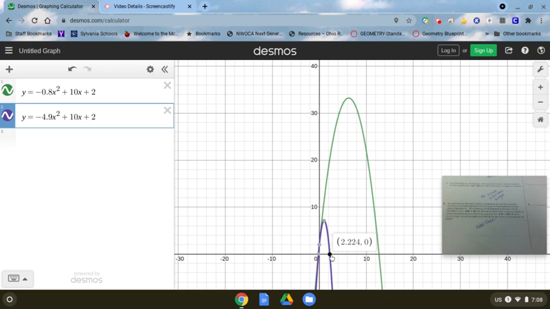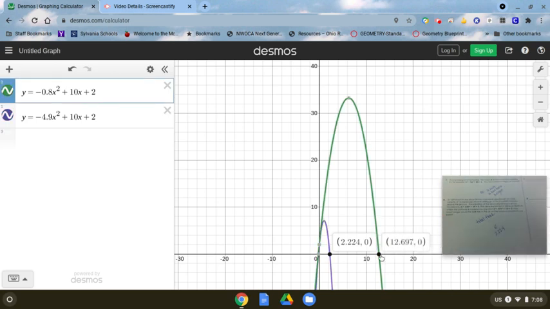Okay, so the time here is 2.224, that's on Earth, right? And the time here is 12.697. Okay, so that is on the moon. So all you have to do is subtract those. 12.697 minus 2.224, and we get 10.473 more seconds on the moon than on the Earth.